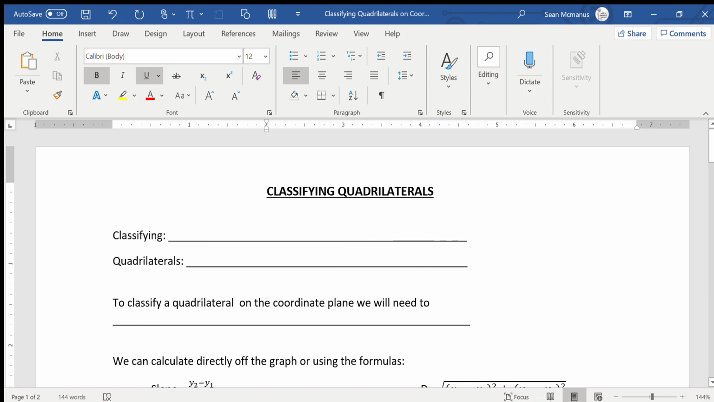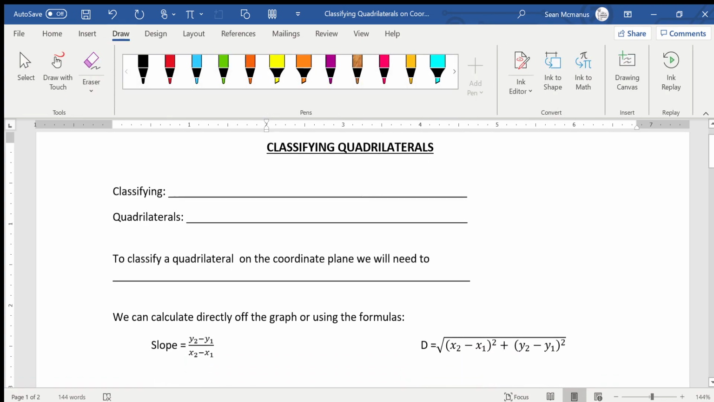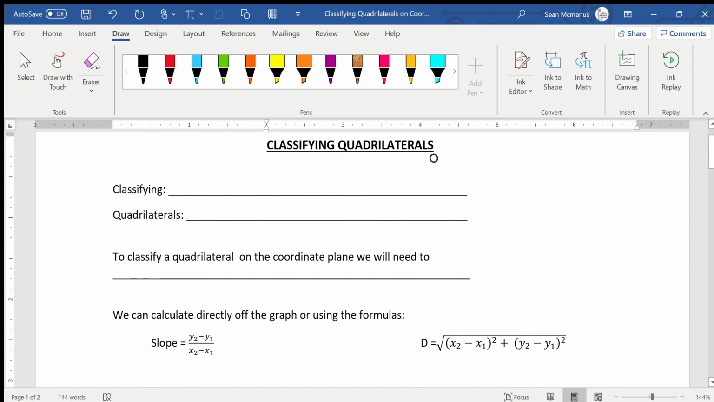Okay, we're going to do a little video session here on classifying quadrilaterals. So hopefully you already watched the video on classifying triangles. This is going to be some similar stuff, but a little bit extra here, maybe a little bit more work involved with quadrilaterals than triangles. But just a reminder, when we say classify, what does that mean, right?